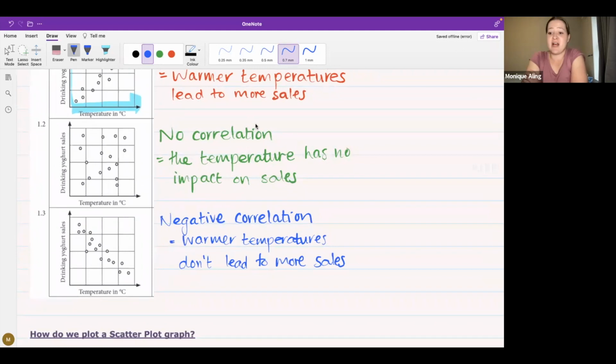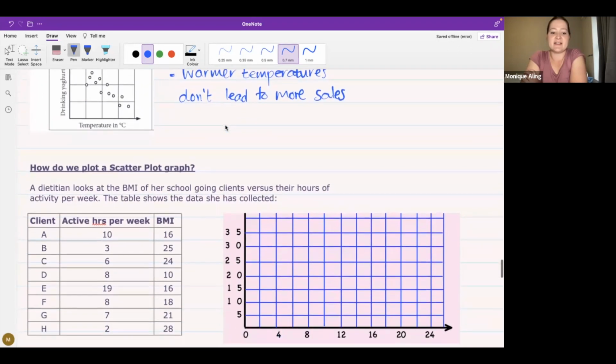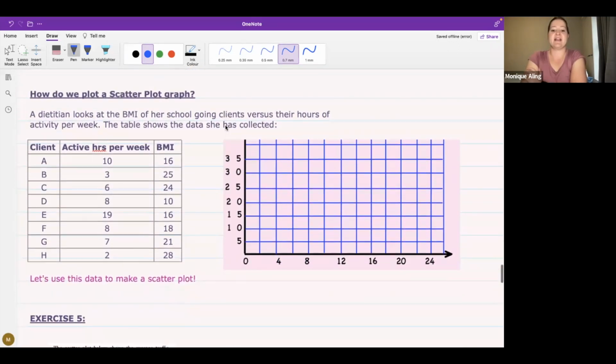Okay, we're ready to try another exercise, which involves how do we plot a scatter plot graph? Okay, so we don't necessarily need to draw this. I'll just show you how it works. So if we look at our scenario here, it says a dietitian looks at the BMI of her school-going clients versus the hours of activity per week. The table shows the data she has collected.